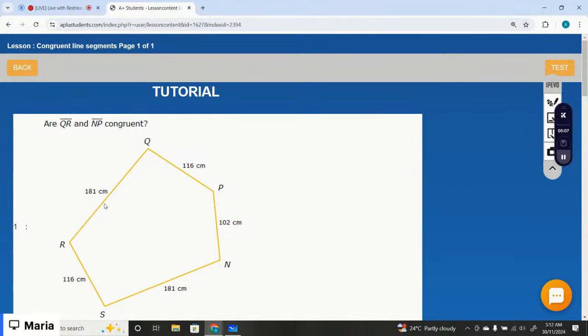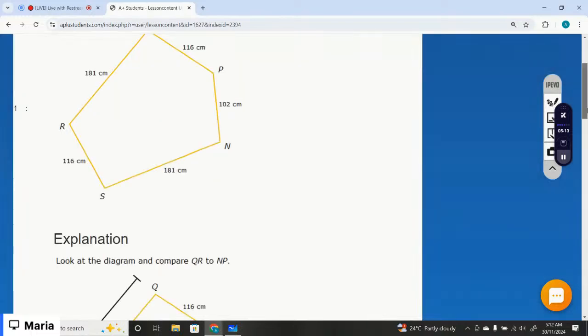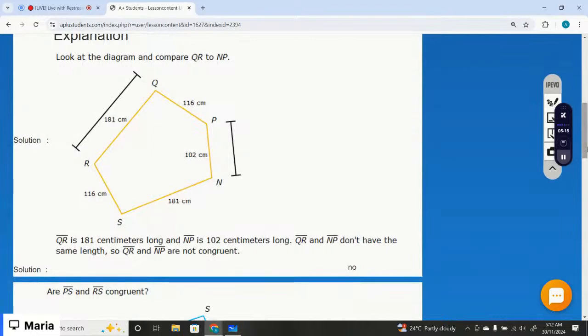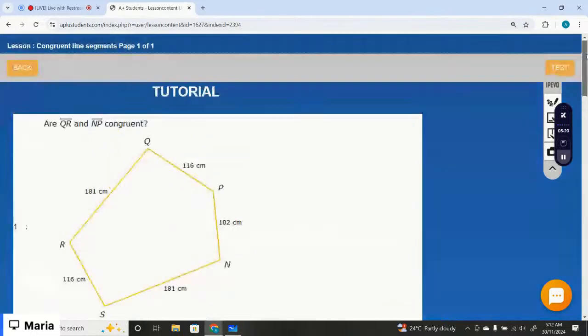Here is QR. No, here is NP. No, they are not congruent. So two lines are congruent if they have the same length, right? Let's just start with the test questions.